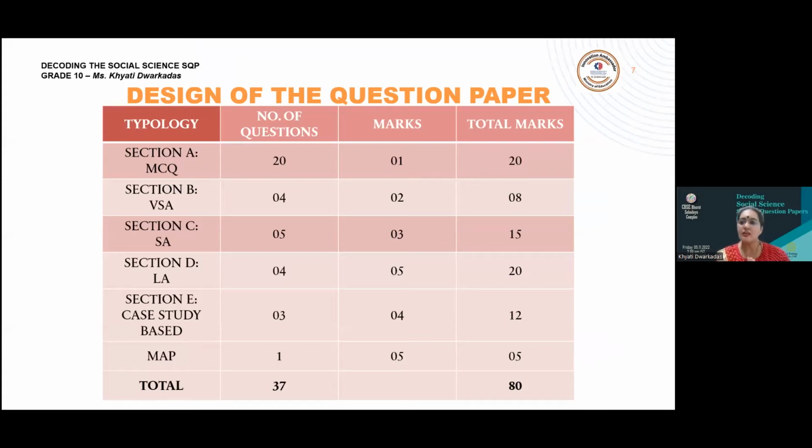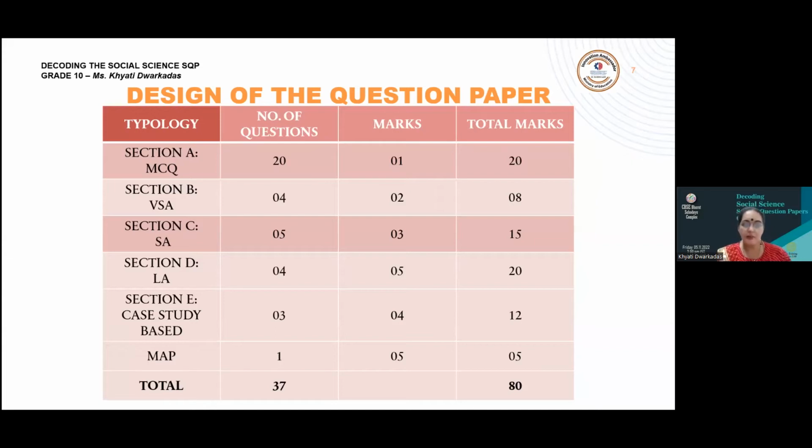Now let us take a quick look at the design of the question paper. How does it go? In case you are a bit more confused or you need some clarity, you may take a quick screenshot of the same. So they say MCQ, 20 questions of 1 mark, which is 20 marks. Very short answers, 4 questions of 2 marks each, 8 marks. Short answers, 5 such questions of 3 marks each, making it 15 marks.